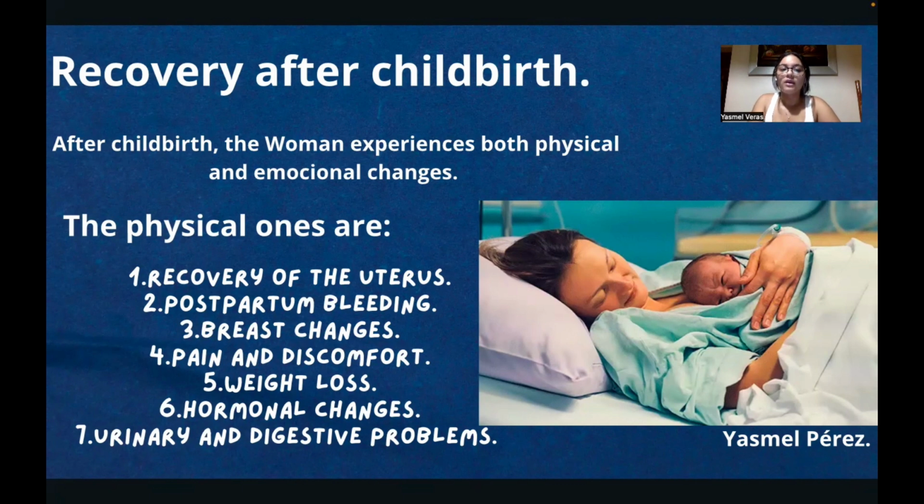After childbirth, the woman experiences both physical and emotional changes. The physical ones are: number 1, recovery of the uterus; number 2, postpartum bleeding; number 3, breast changes; number 4, pain and discomfort; number 5, weight loss; number 6, hormonal changes; and number 7, urinary and digestive problems.